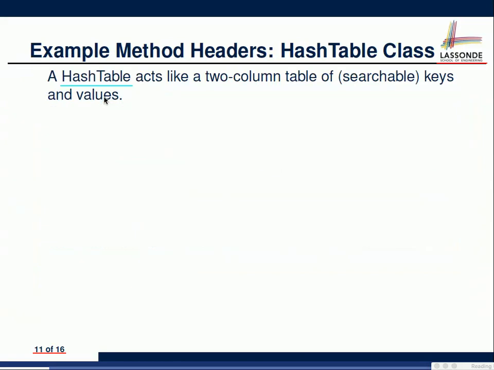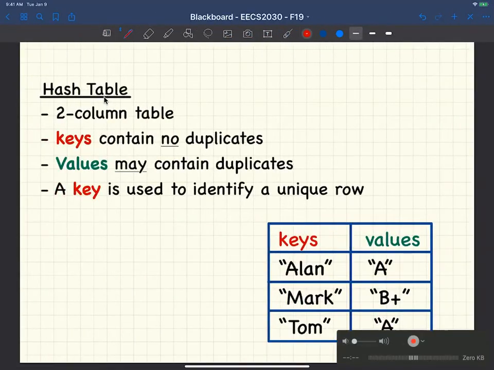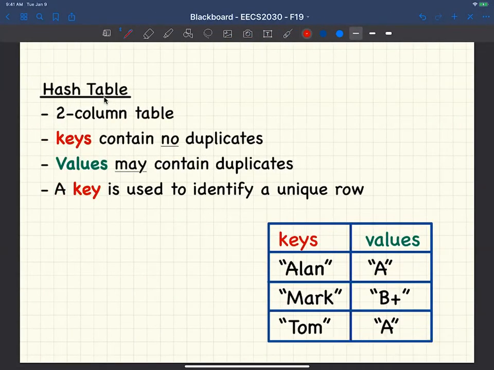Now, what about hash table? Hash table basically should be no surprise to you. We did go over one or two lectures on the idea, but just as a brush up, a hash table is basically two columns. You got keys, you got values. The important thing about the keys is there should be no duplicates. You can see Alan, Mark, and Tom, no duplicates. And for values, you may have duplicates.